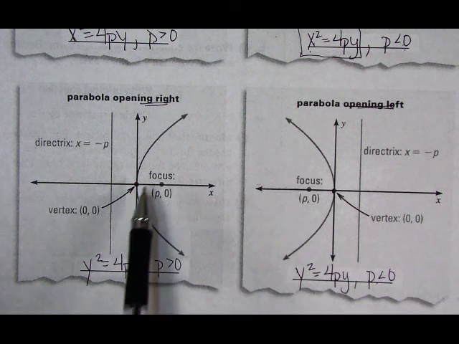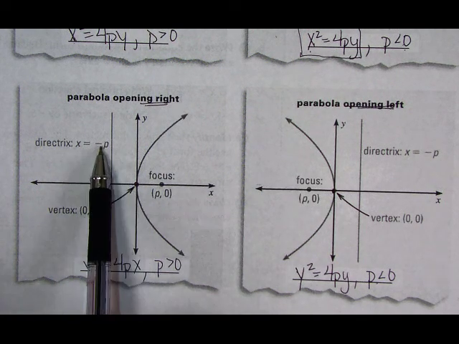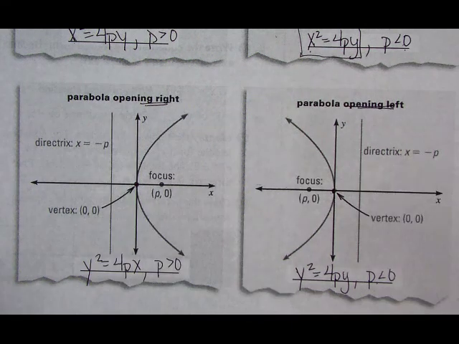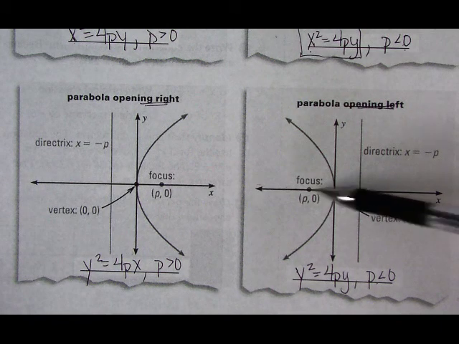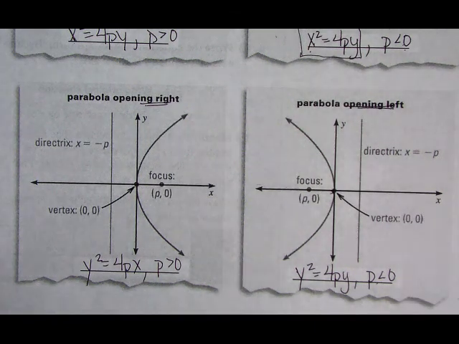Again, your p is the distance between your vertex and your focus, which means that negative p is going to be the distance between your vertex and the directrix. Okay, same thing over here on the right. Your focus is on the left, so that distance would be p, which means the opposite direction, negative p, would be the distance between the vertex and the directrix.